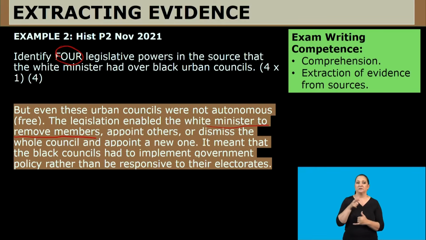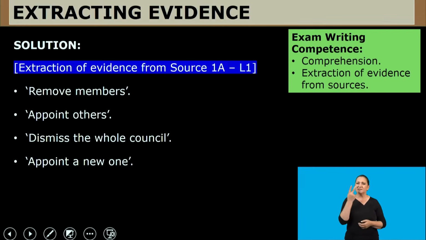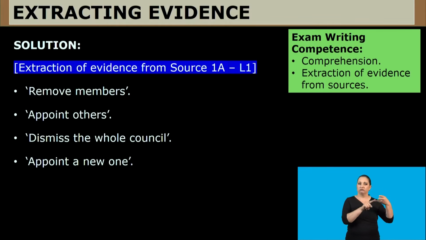Appoint others or dismiss the whole council and appoint a new one. So he could dismiss people, he could appoint new people. It meant that the black councils had to implement government policy rather than be responsive to their electorates. That is what the source says. So if you look at the solution, it does say exactly those things that are underlined in the source. Things like remove members, appoint others, dismiss the whole council, or appoint a new one.